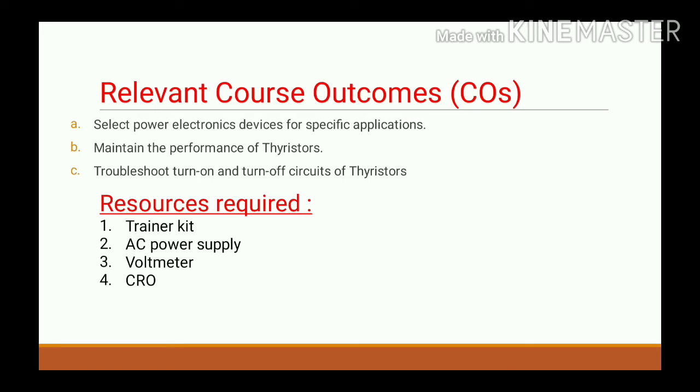Okay, then relevant course outcomes for this practical is select power electronic devices for specific applications, then maintain the performance of the thyristor, and troubleshoot turn on and turn off circuits of the thyristors. Then resources required for this practical is we have again a trainer kit for this practical. Then we require an AC power supply and a voltmeter for measuring the voltage reading, and the CRO for this practical.